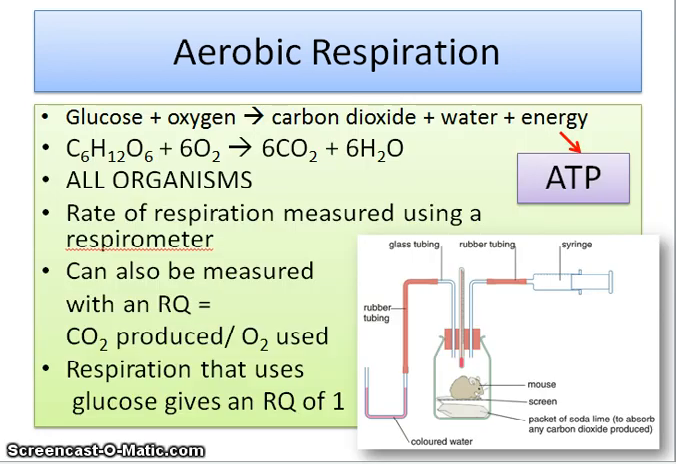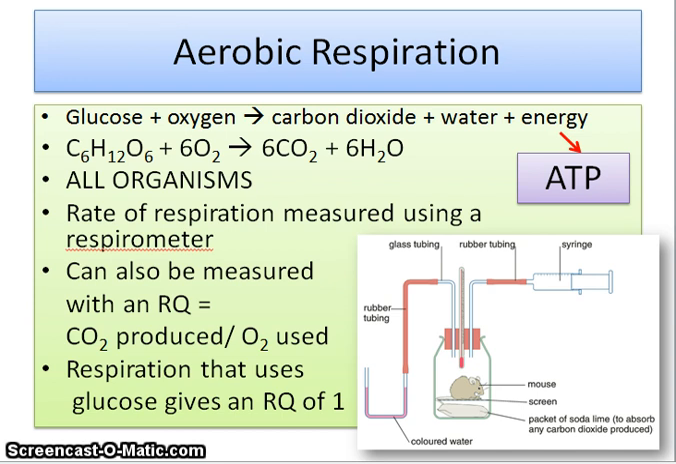Now if we just go back a step and have a look, you can measure your rate of respiration using something called a respirometer, okay, and if you look at that diagram down in the bottom right hand corner, you'll see we've got a little mouse there in a flask, and we're not causing it any harm, so don't panic. And as the mouse is carrying out respiration and giving off carbon dioxide and water, we can measure that, okay, and that's what a respirometer does.